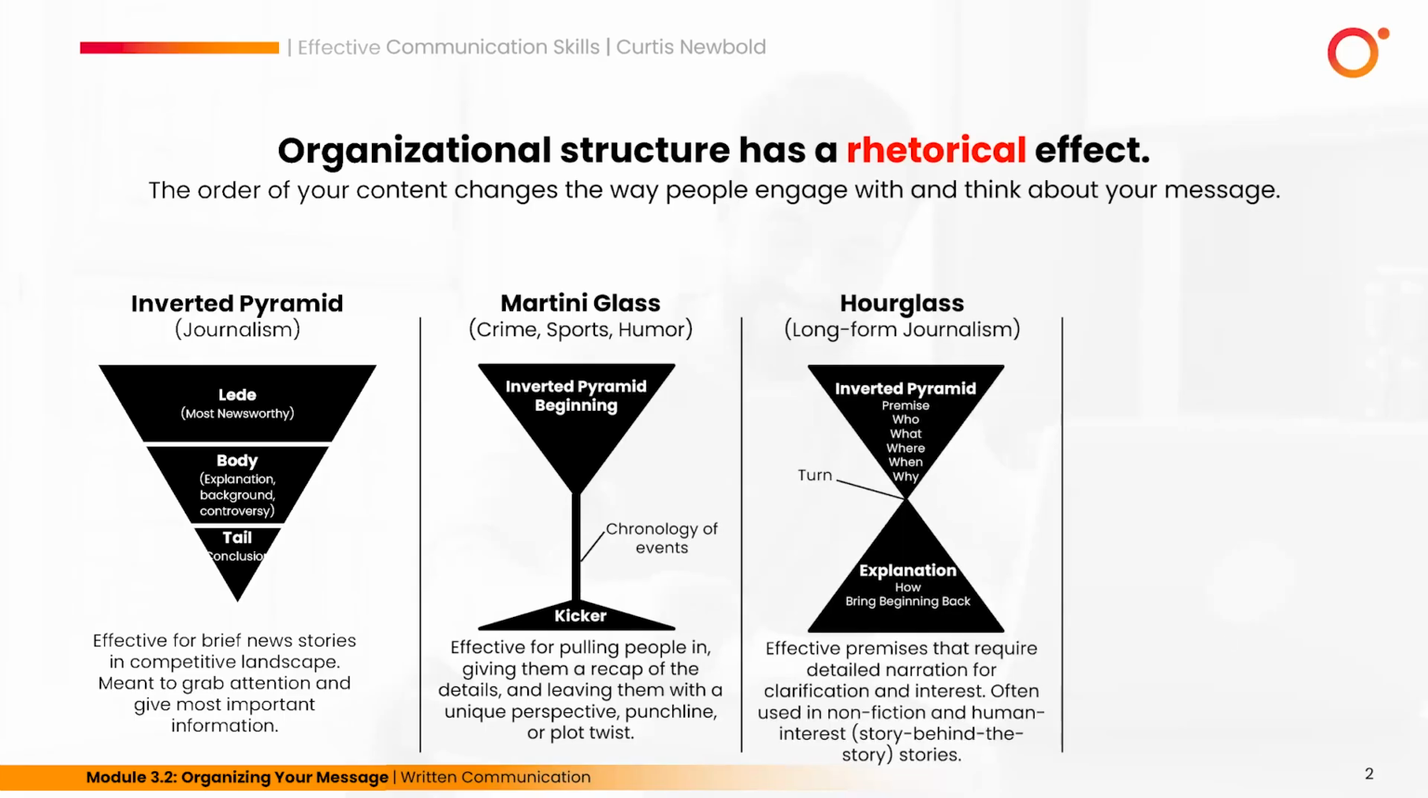A third type we often use is called the hourglass. This is for more long-form journalism or nonfiction. This is where you start with that inverted pyramid, but then there's a twist in events, and you have a more lengthy explanation. So you'll see this is effective for premises that require a detailed narration for clarification and interest. So really complex stories are often used in nonfiction human interest stories.